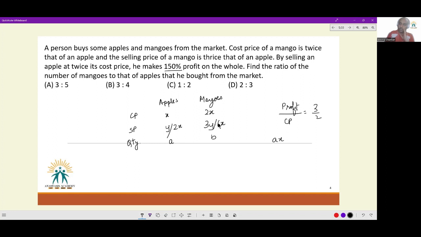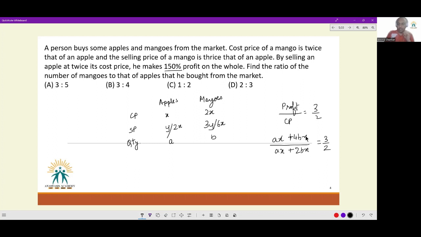Here, what is the profit earned per mango? Per mango, the profit earned is 4X, but overall profit earned is 4BX. This is the total profit. And the full thing divided by total cost. Cost here is AX. Here, cost is 2BX. This is told to us as 3 by 2.